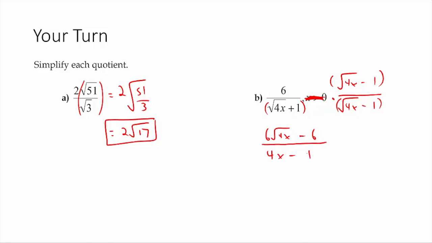Remember, the whole point is that we reduce it down to two terms without a radical on the bottom. Now, some folks might want this to stay as 6 times root 4x minus 1 over 4x minus 1. It's up to you.